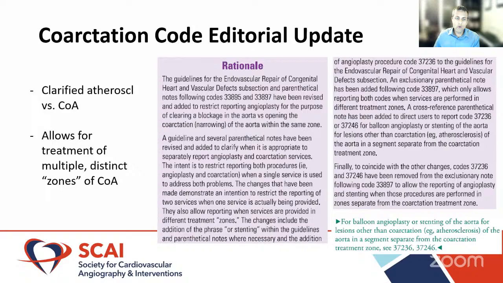That was one. The other was that some patients have complex anatomy, like mid-aortic syndrome or transverse arch hypoplasia. So we changed the code to allow it to be used multiple times if you're treating different zones. This doesn't count as one long stent where you're putting in two stents. It has to be two distinct zones, but that's been updated to allow for that. That was actually becoming a pretty sizable issue. We didn't realize there's a fair number of adults out there that have coarctation from atherosclerotic lesions.